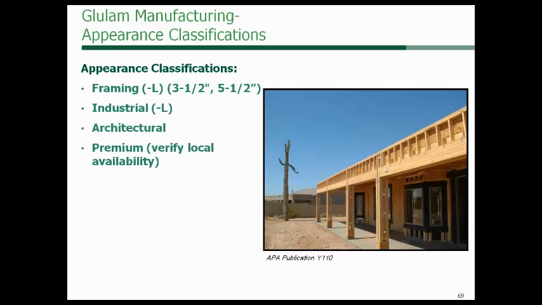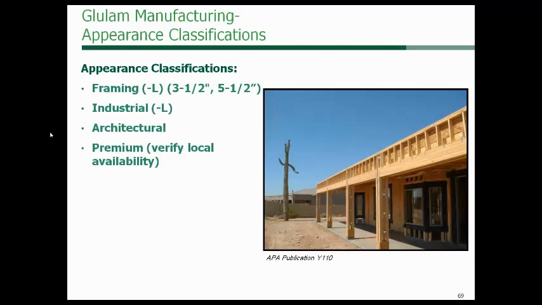And you'll see that the framing has a little L next to it, and industrial also has that little L. That means that you can get these members with LVL tension laminations. So that would be only in the framing and the industrial classifications. Industrial is somewhat similar to the framing appearance classification in that it's used in applications where the appearance is not important, or it could be used in an enclosed area, such as a header that's inside of a wall.